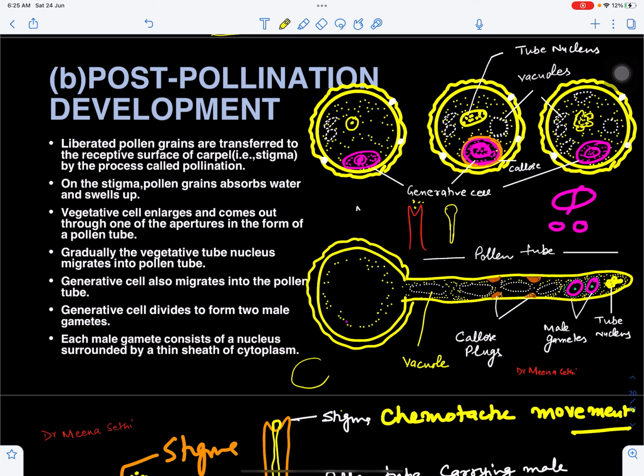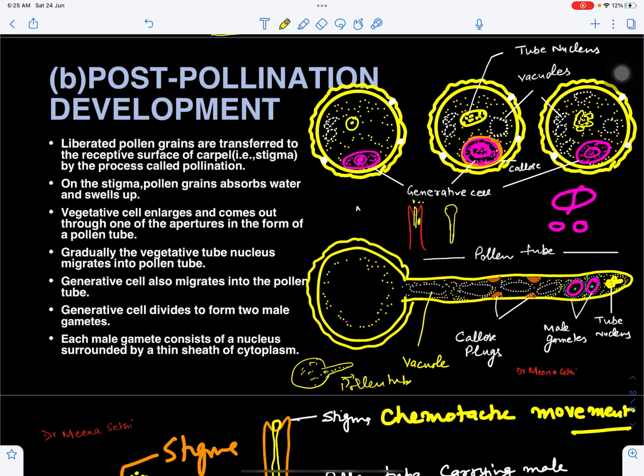This is the pollen grain and this is its thin area. Its cytoplasm will start flowing like this in the form of a pollen tube. This is the pollen tube. Now when this forms the pollen tube, it will start getting nourishment from the stylar tissue, right? And pollen tube formation is complete.